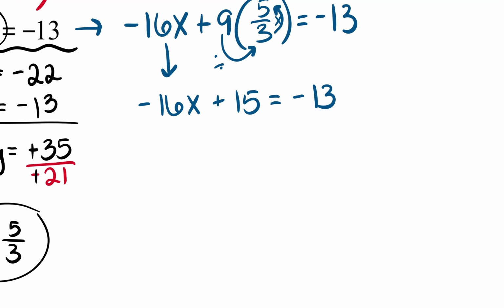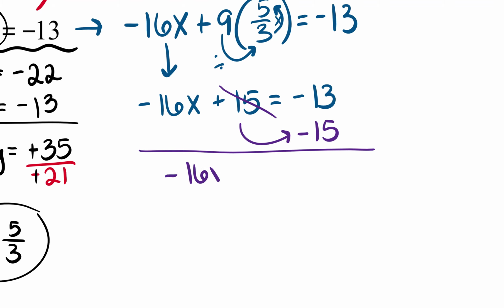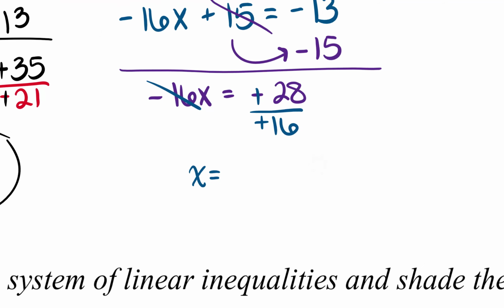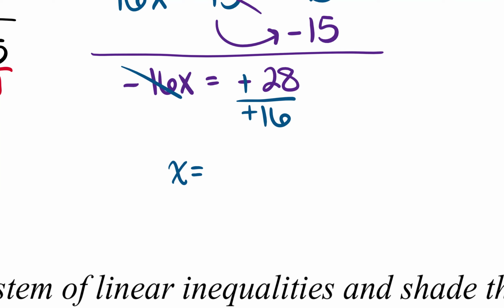Alright, now I have a few more steps to do. So I want x by itself, so I move this over here and do minus 15. That gives me negative 16x equals, since they're both negative, I can just add them and keep it negative. That'd be 28. And then of course the last thing is I divide by negative 16. That gives me x equals, now they're both negative so it's positive, and 4 goes into both of those, right? 4 goes into 28 7 times, 4 goes into 16 4 times, there's my x.